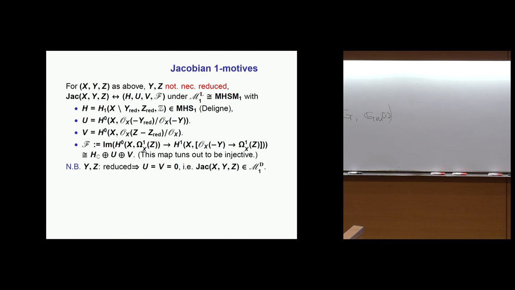Let me have a look at the definition of U and V. U is defined by looking at the difference of Y and its reduced part. So if Y is already reduced, then this group is by definition trivial. And if Z is reduced, again, V is zero. So if both Y and Z are reduced, we have both U and V trivial, which means the Jacobian motif is a linear motif. So this way, we recover the linear theory.